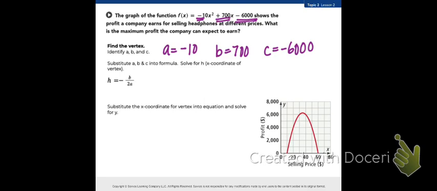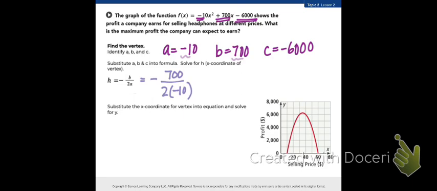Then we're just going to substitute A and B into this formula here, and that's going to give us the x coordinate of the vertex. When you substitute it in, double check yourself. Make sure that you didn't lose that negative sign out front, and that if you have any positive or negative signs with your A and B, that you are including those.